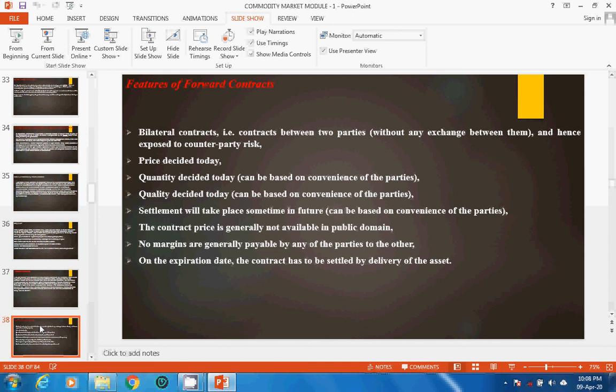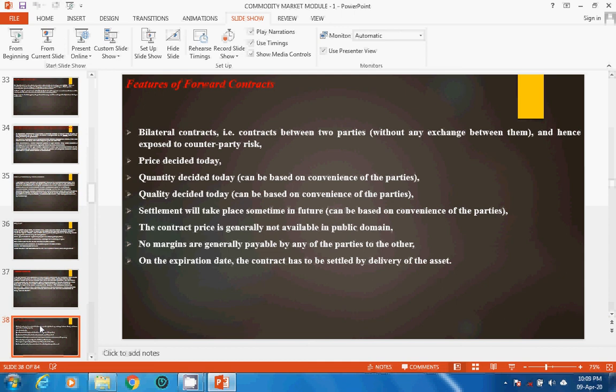But whereas in a futures contract, the two parties' transactions will be known to the public domain. The contract price is generally not available in the public domain in forward contracts. No margins are generally payable by any of the parties to the other.